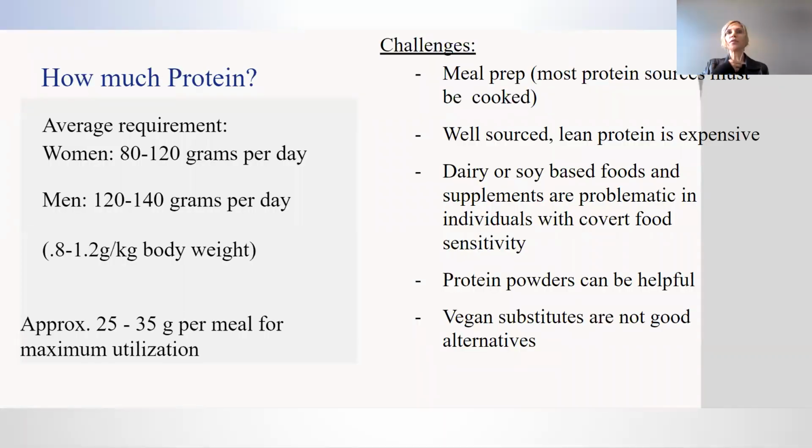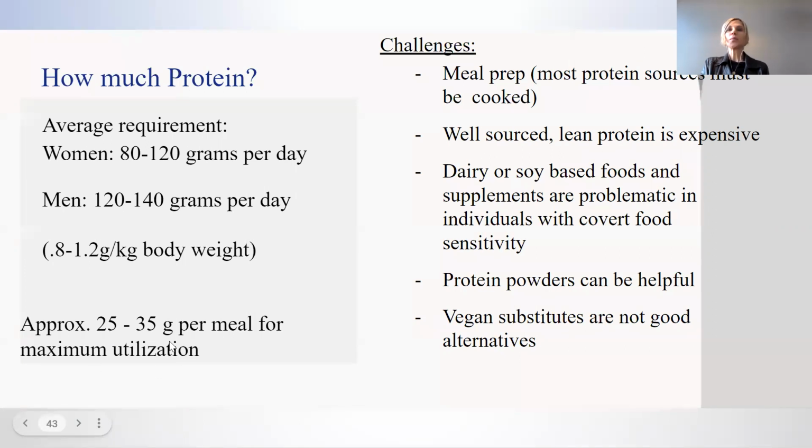So the average requirement for protein for women, it's 80 to 120 grams per day. Seems like a lot. Men, it's 120 to 140 grams per day. And essentially how that's calculated is based on your body weight. So 0.8 to 1.2 grams per kilogram of body weight. So obviously that can vary quite a bit if you are exercising, weightlifting, protein levels can go much higher because your body definitely needs that. But 0.8 would be like the minimum. So you can do that calculation for yourself.